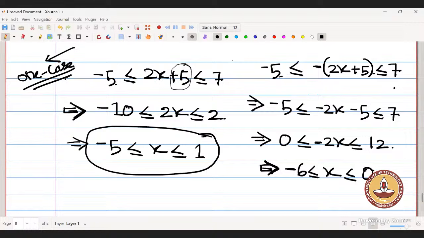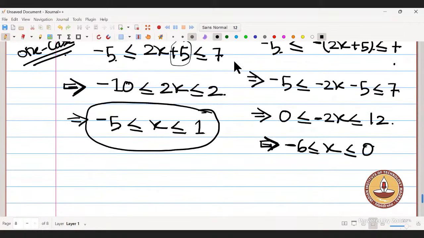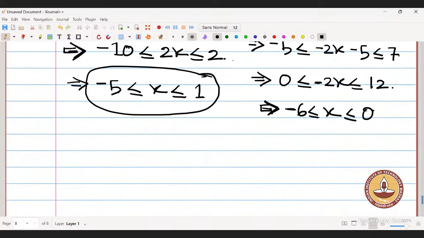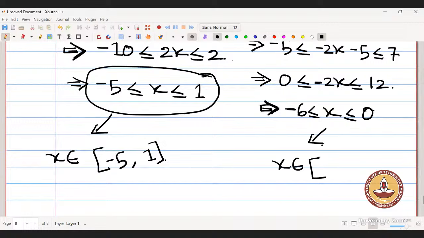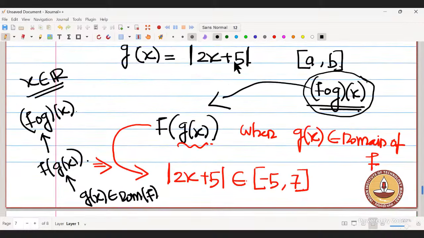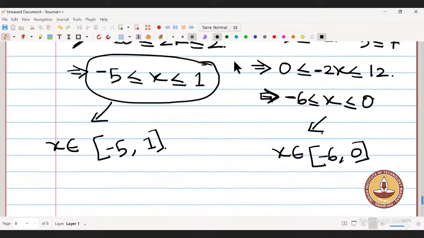Correct. So finally, what am I getting? Any idea? We have got two intervals. x now belongs to -6 to 1, right? And here what we are getting is -6 to 0. And if I take the union, what will I get?